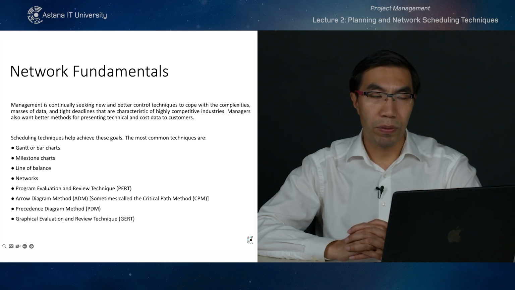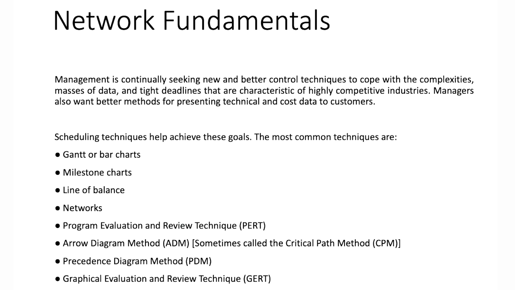And there are several of them. The most known and used are Gantt or bar charts, milestone charts, line of balance, networks, PERT, program evaluation and review technique, then the arrow diagram method, sometimes called the critical path method, CPM, the precedence diagram method, PDM, and graphical evaluation and review technique. And also you can use some kind of hybrid of these techniques as you see fit.